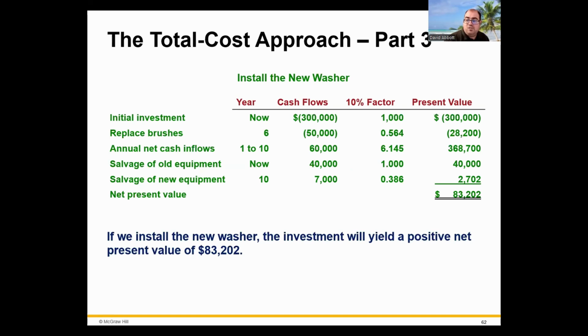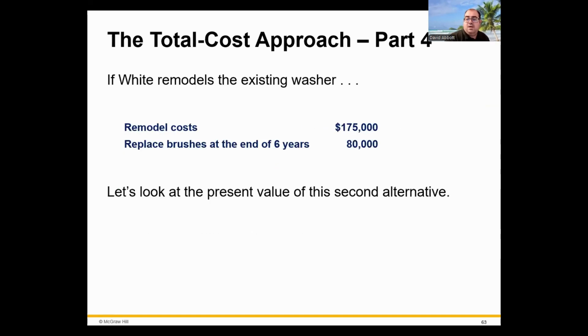And if we were to look at the net present value, we come out with 83,202, because we take the initial investment, which is the 300,000 we're going to have to outlay now. The cost to replace the brushes in year 6 would be 50,000, but working out the present value would be 28,200. The net cash inflows of 60,000 for the year, which is the annual, work out to 368,700. The salvage value we would get now for taking out the old equipment is 40,000, and there is a salvage value of the new equipment. So we come out with that.